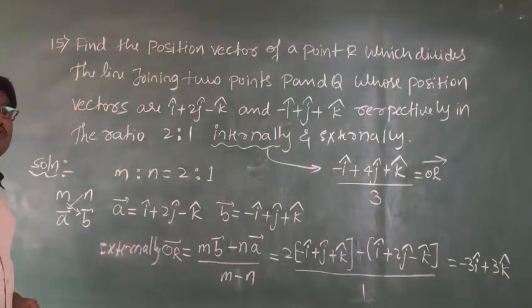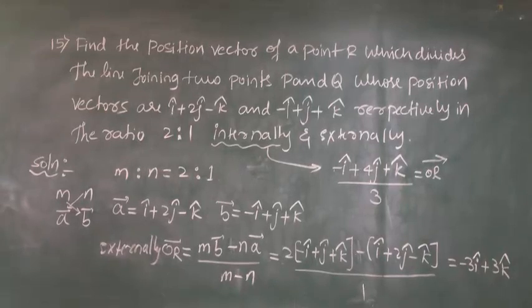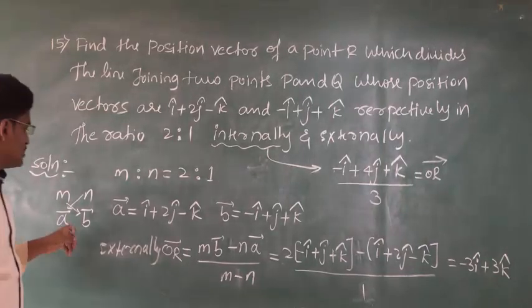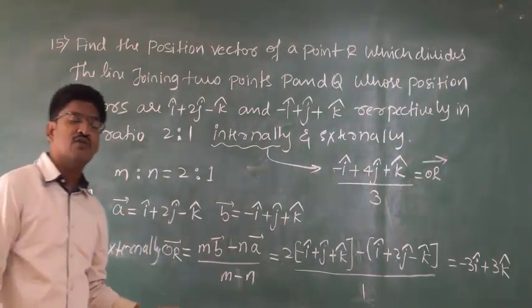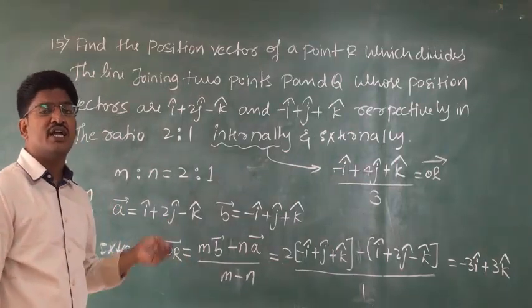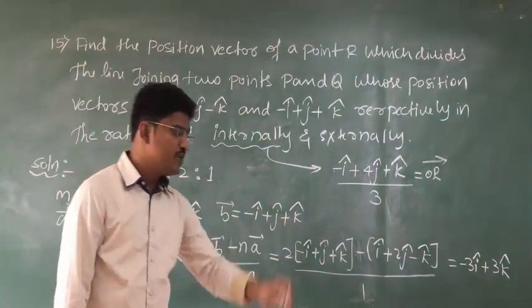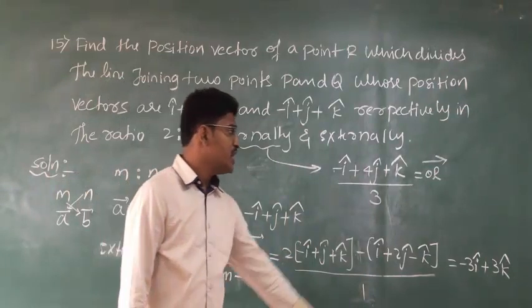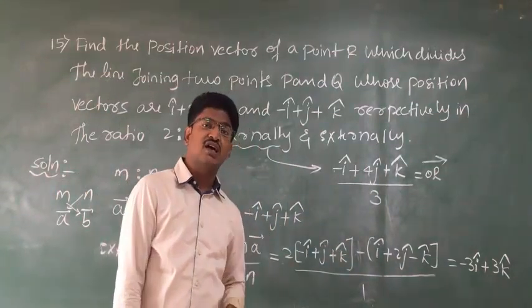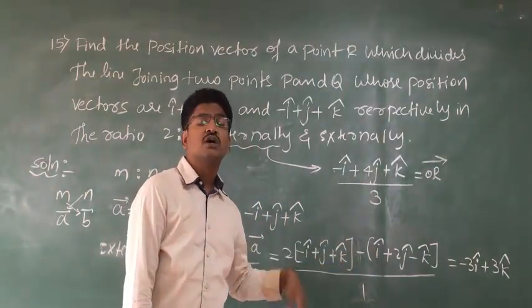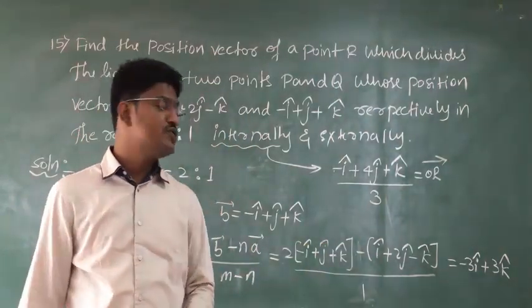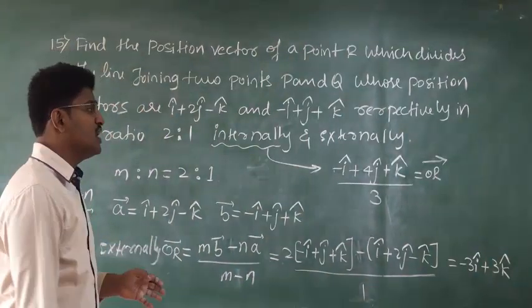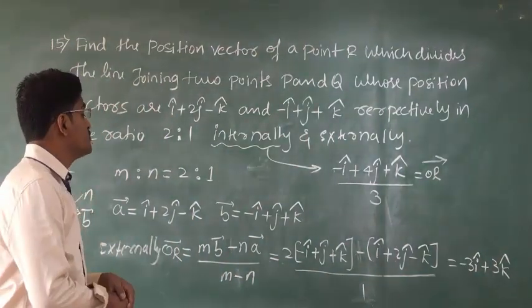So whenever you are solving this type of problem, please remember this trick. Write m n a b, cross multiply m into b, n into a, so that the formula will be very simple: m vector b plus n vector a divided by m plus n. So you simplify that. After simplifying, whenever it is internally, you add the 2 terms. Whenever it is externally, you subtract these 2 terms. Clear? So the answer will be very easy. Okay. So take down this by pausing the video.